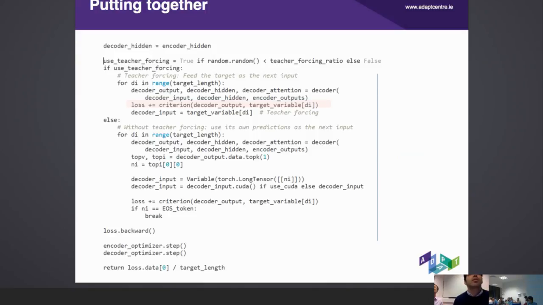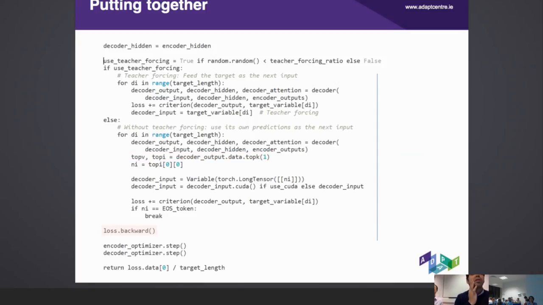And after that, we send this decoder output and our predicted output to this criterion function, which is a negative log likelihood, and we compute the loss. And after that, we backpropagate everything through our neural network.